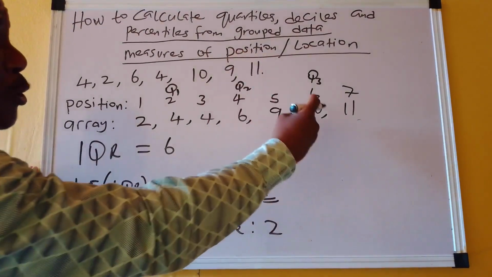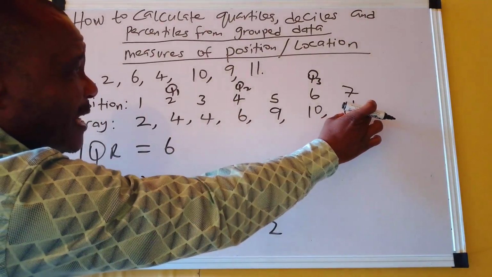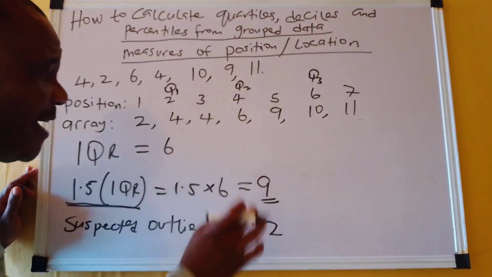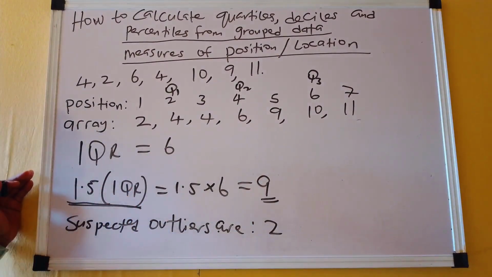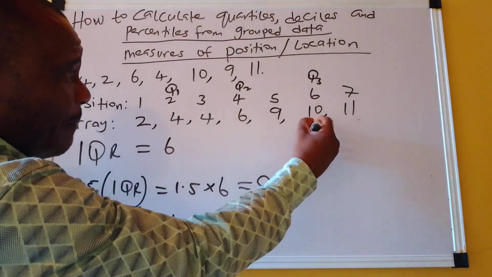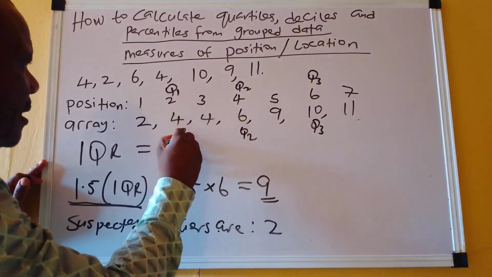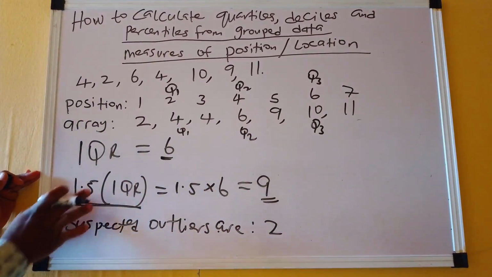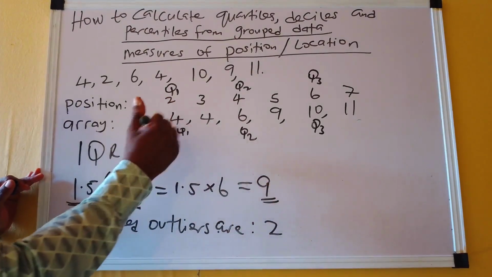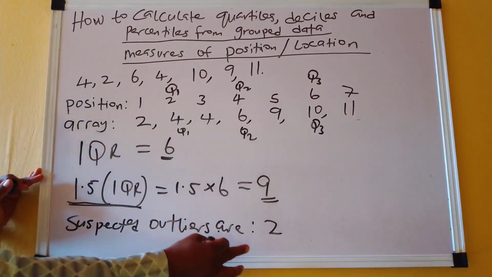Then again you go to the third quartile, the values above the third quartile. Again we have only one value, that is 11. If that value is above this 1.5 multiplied by the interquartile range, then that value is also a suspected outlier. And now this 11, this is our Q3. Our Q2 is 6, and our Q1 is 4. So our IQR, the interquartile range, is 6. Then multiply by 1.5, you have 9. So now below this Q1 is 2, and it's lesser than this, so it's a suspected outlier.